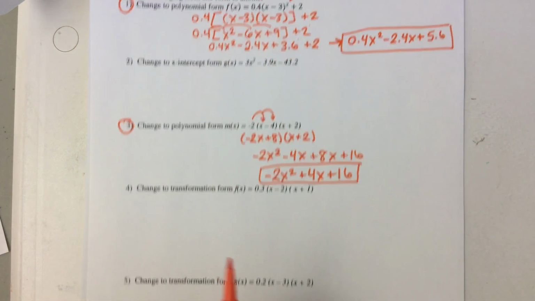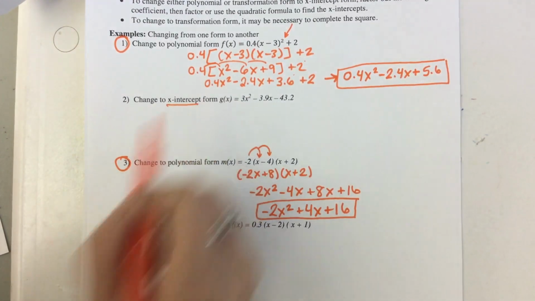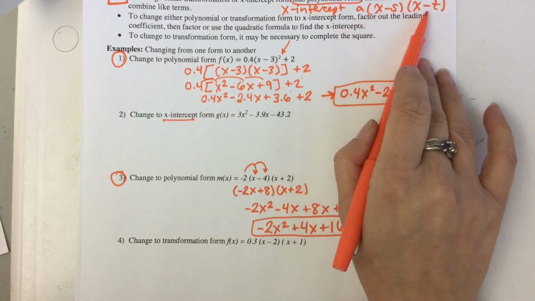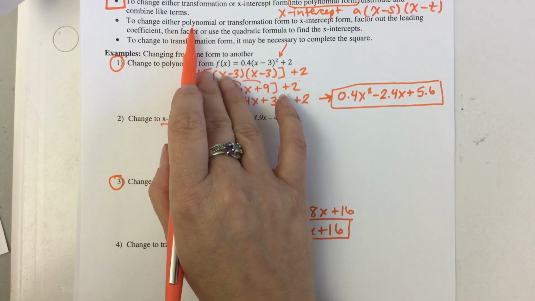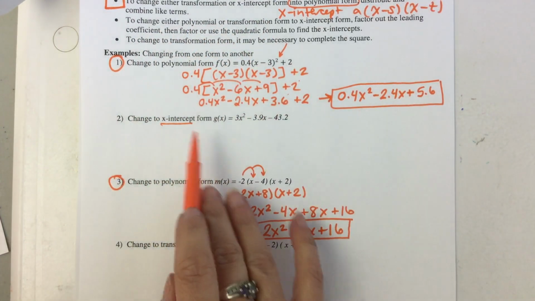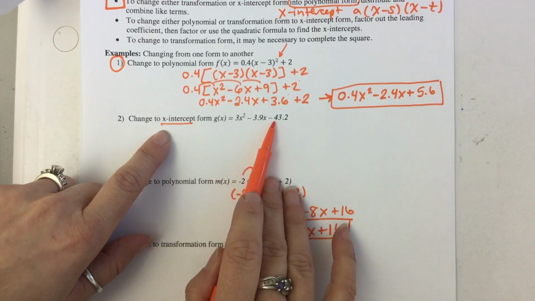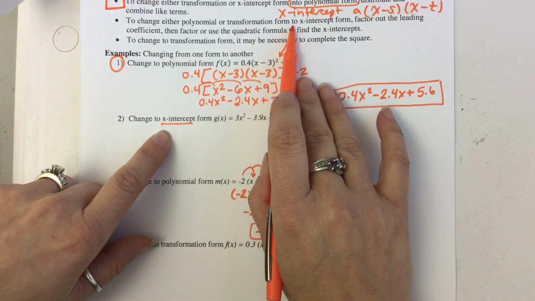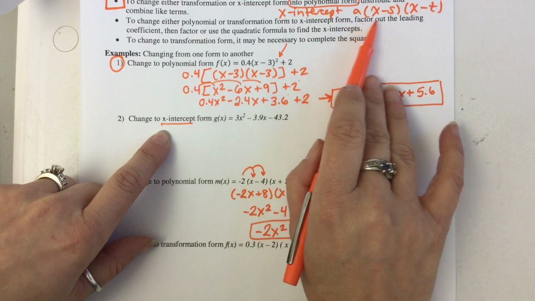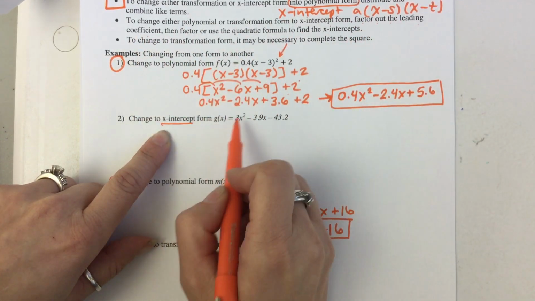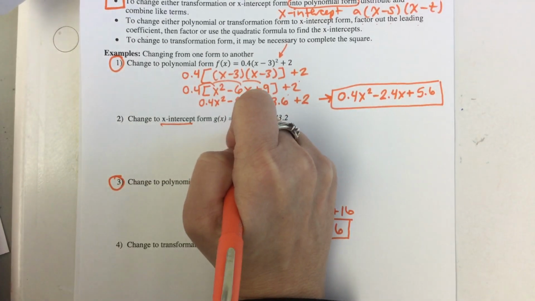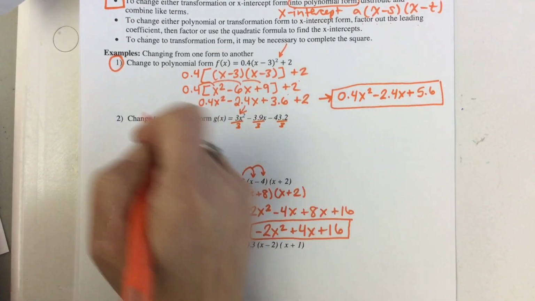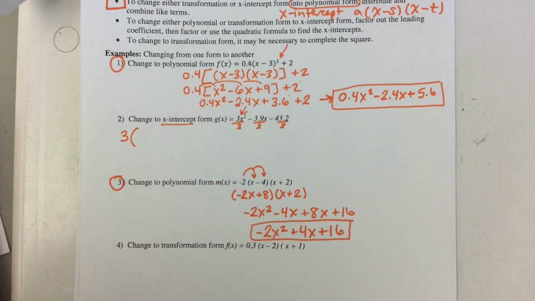Okay, now this one though, they want us to go to x-intercept form. So they want it to look like this at the end. So it says to change either polynomial form or transformation form. Okay, so this is polynomial form. If we want to change it to x-intercept form, factor out the leading coefficient. Remember, the leading coefficient is the number in the front. So that's the first thing that I'm going to do because that's the first thing it tells us. So the 3 has to come out front.